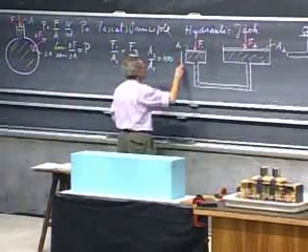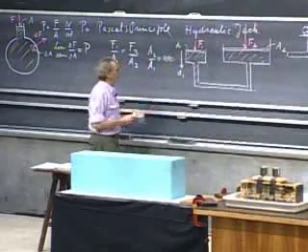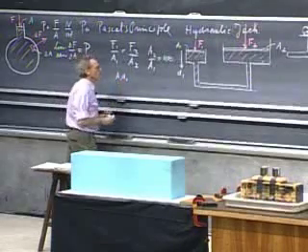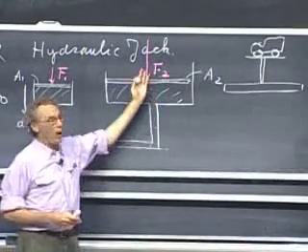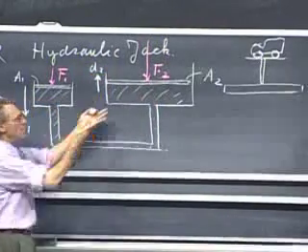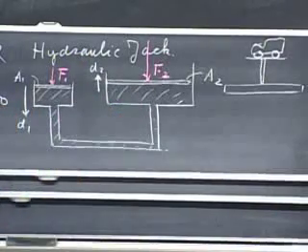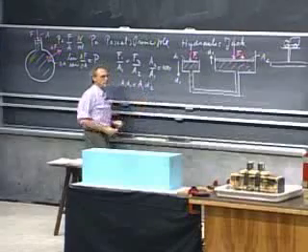Suppose I push this down over a distance d1, then the amount of fluid that I displace, that is the volume, is A1 times d1. That fluid ends up here. So this one will go up over a distance d2. But the same amount of fluid that leaves here adds there. In other words, A1 d1 must be A2 times d2.